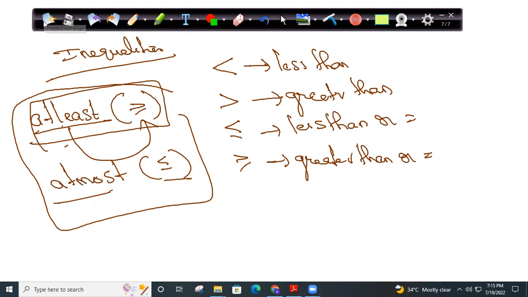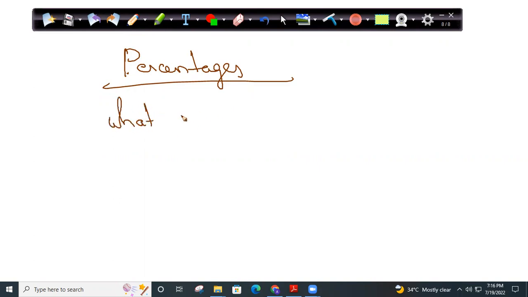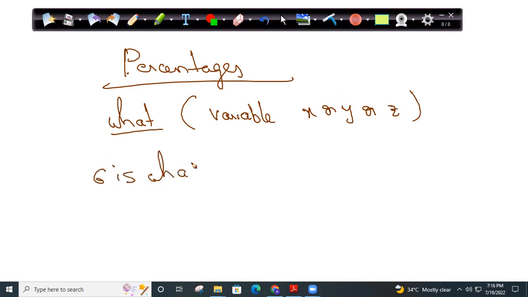Now in percentages, the other thing that I see in percentages, which is most important, which students get confused about. Whenever you see "what", not only here, anywhere, whenever you see what, replace it with some variable like a, x or y or z. Suppose, let me see, 6 is what percent of 30?